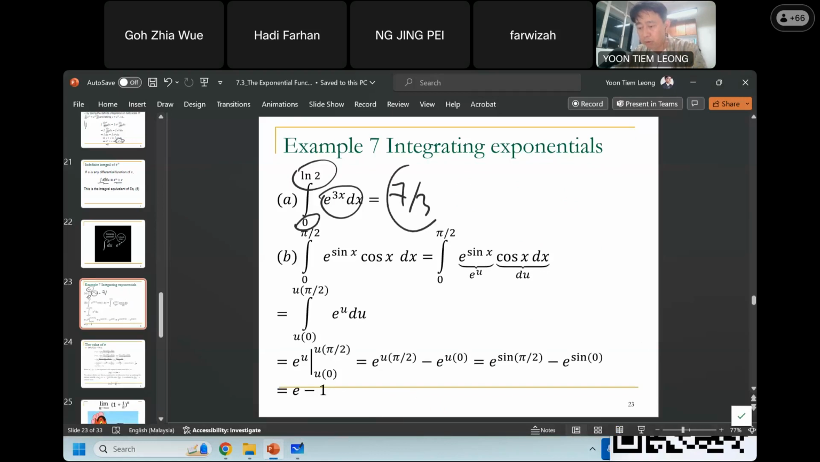Now I might be wrong, but you can always check this yourself using Mathematica or using Wolfram Alpha or using whatever method you can think of. So that is the example of 7A. Then we can try to do example 7B. Okay, so example 7B.